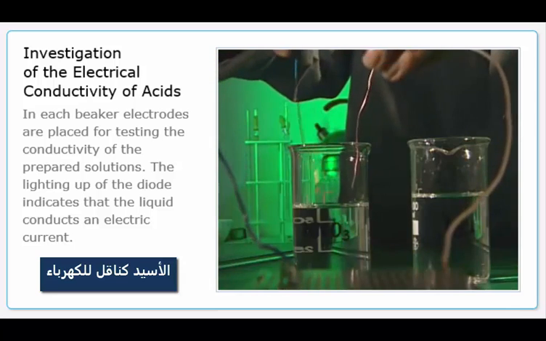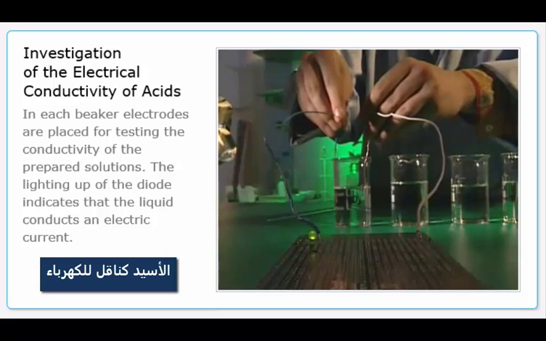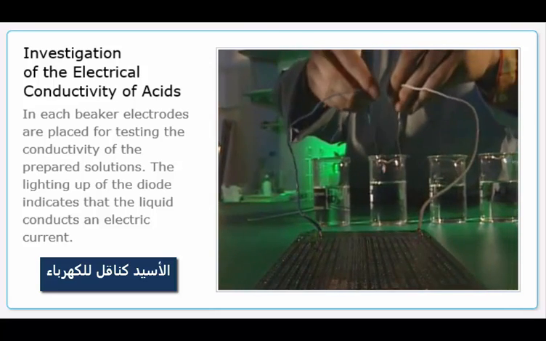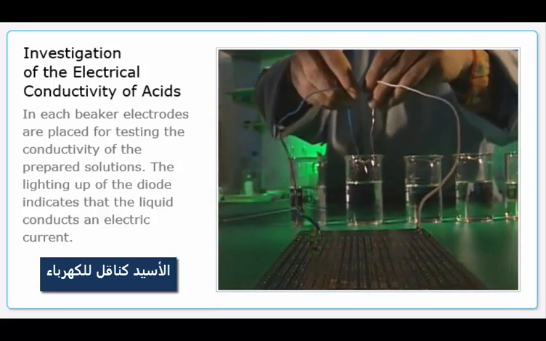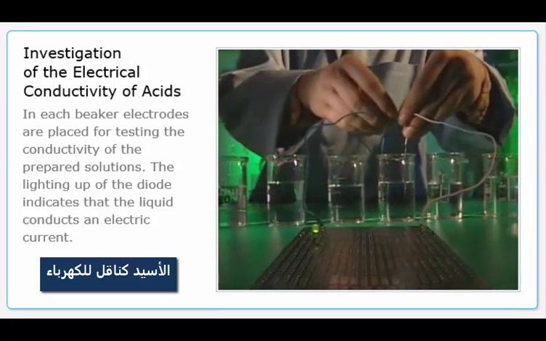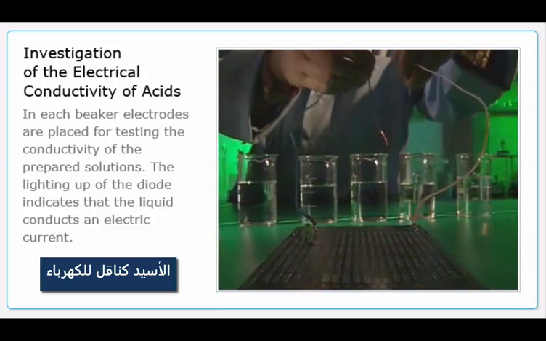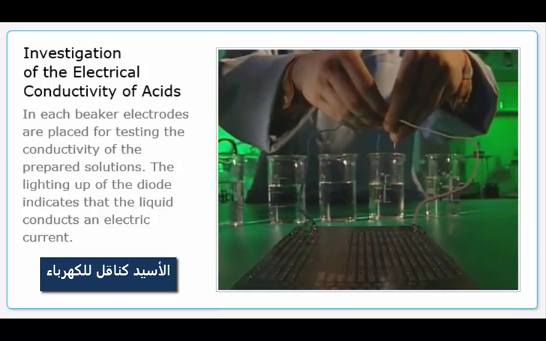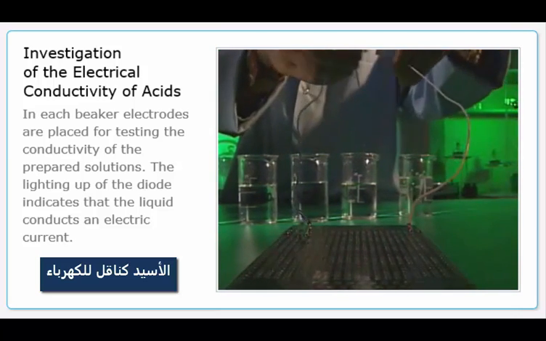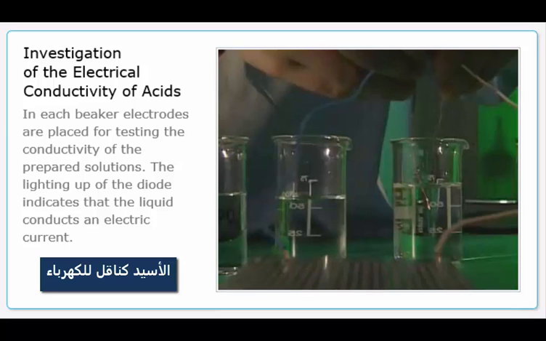In each beaker, electrodes are placed for testing the conductivity of the prepared solutions. The lighting up of the diode indicates that the liquid conducts an electric current. The sugar solution and the distilled water do not conduct electricity, which is indicated by the unlit diode.